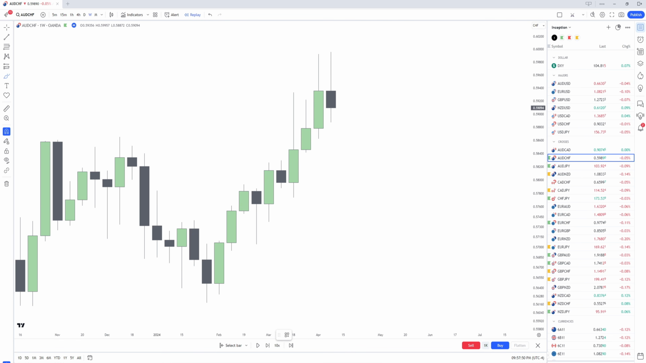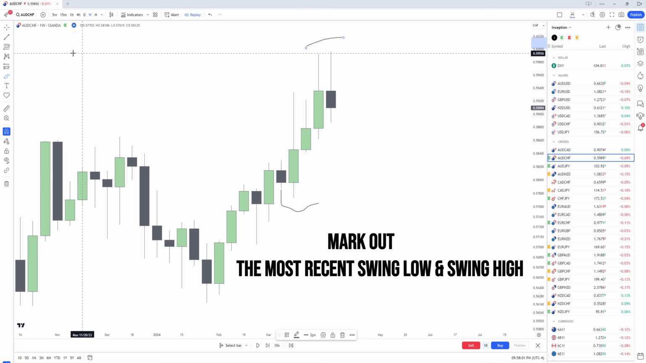Now, really quickly, I'm going to show you guys some examples in the charts of external and internal range liquidity. So here we are looking at AUD CHF on the weekly time frame, Australian dollar, Swiss franc, and going back to that ERL IRL checklist I gave you guys, the very first thing that we want to do is mark out the most recent swing low to swing high.